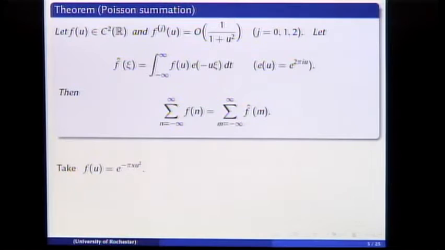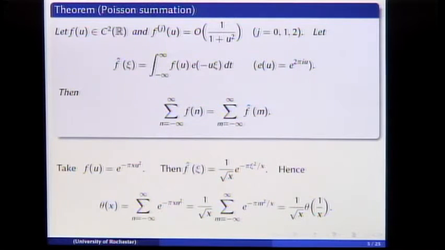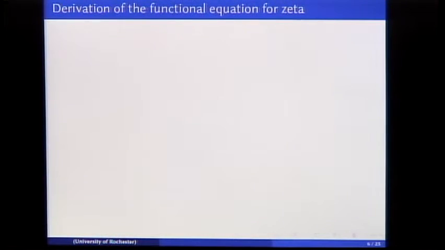Let's assume that and take as our function f, e to the minus pi x u squared. This is a function of u. Then the Fourier transform is not hard to work out. It looks like this. The theta function, defined as this sum, is just the sum of f over the integers. Therefore it's equal to the sum of f hat over the integers, which is this. But this is just theta at 1 over x rather than x. So that's the proof of the theta function functional equation.